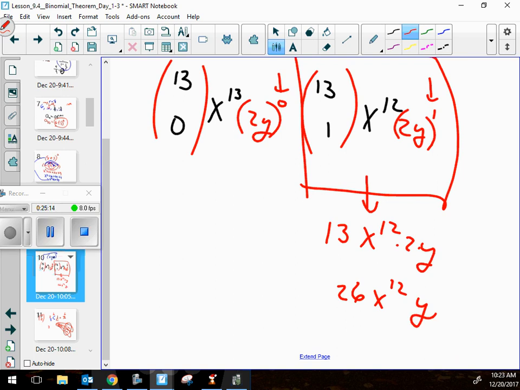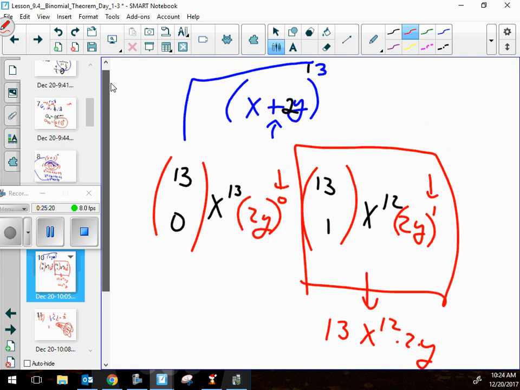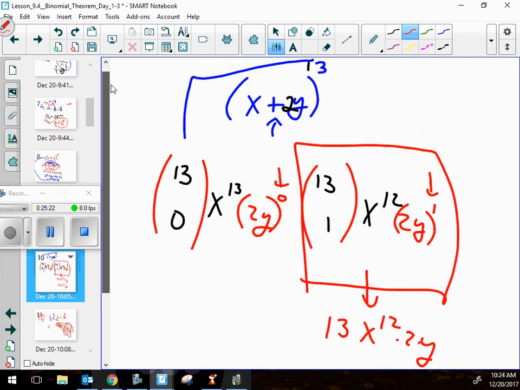All right. Last thought on this. What if I had said, here's my problem, and without you doing anything, I'd have said, which term has an x to the 12th in it? You could keep doing terms until you finally found one that had an x to the 12th in it. Yeah, it's that one that we just did, okay? See what I mean?